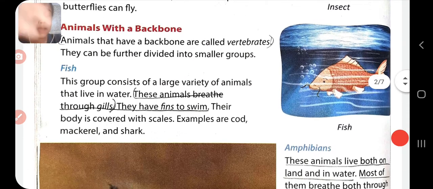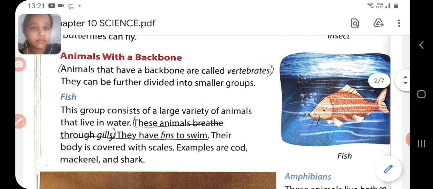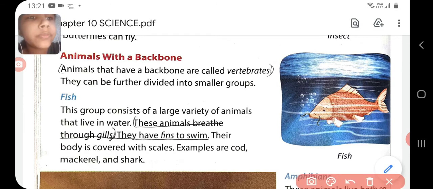Now comes the animals with a backbone. Okay, let me tell you. Fish. First let's see the definition. Animals that have a backbone. Sorry, I was saying without, but it is with. Animals with a backbone. These are called vertebrates.